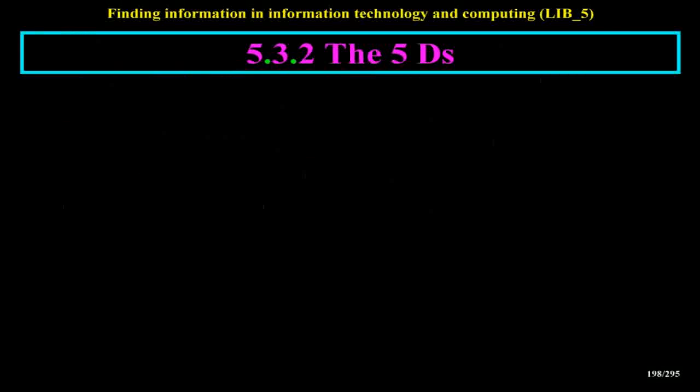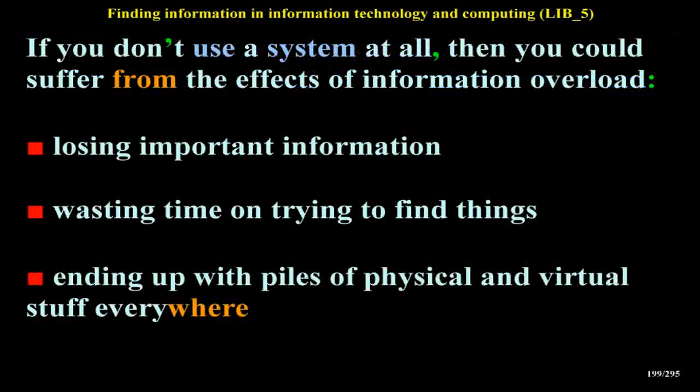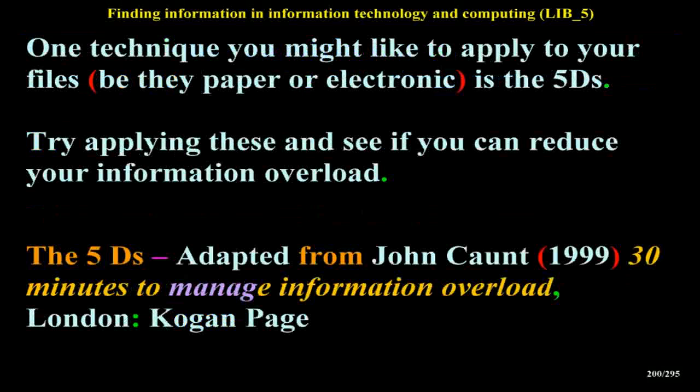5.3.2. The 5Ds. If you don't use a system at all, then you could suffer from the effects of information overload. Losing important information. Wasting time on trying to find things. Ending up with piles of physical and virtual stuff everywhere. One technique you might like to apply to your files, be they paper or electronic, is the 5Ds. Try applying these and see if you can reduce your information overload.